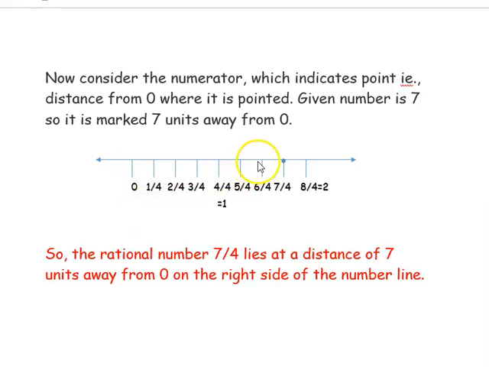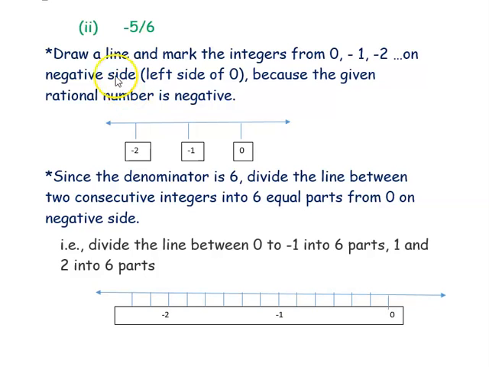So the rational number 7 by 4 lies at a distance of 7 units away from the 0 on the right side of the number line, because the given number is positive 7 by 4. So it lies on the positive side, 7 units away from 0. The second question is negative 5 by 6.